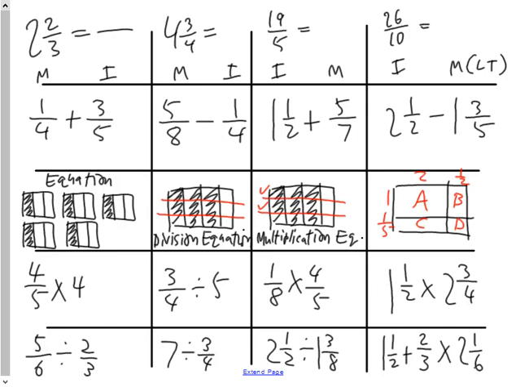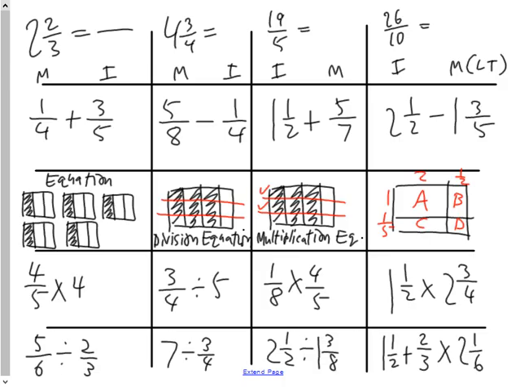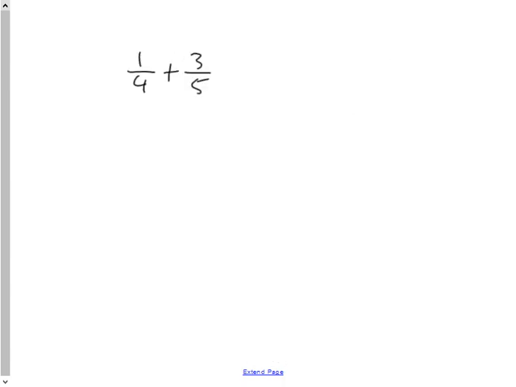When we go on to the, oh, I think I accidentally photocopied this. Where are we at here? Oh, yeah. So question number 5 is 1/4 plus 3/5. Common denominator will be 20.